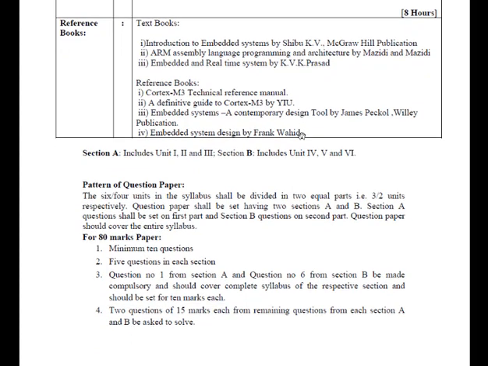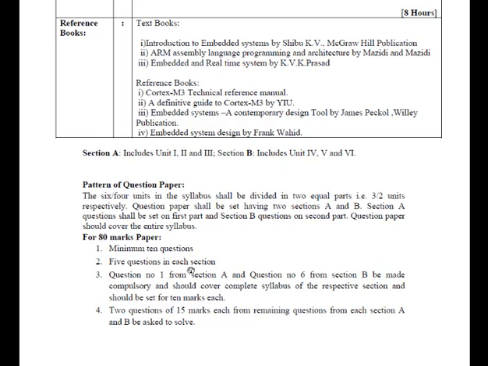Now the distribution of the question paper will be in two sections. In section A, one question will be compulsory, and in section B again one question will be compulsory. In each section there will be five questions: one compulsory and the remaining four optional. There can be five or six questions, out of which you have to solve four.